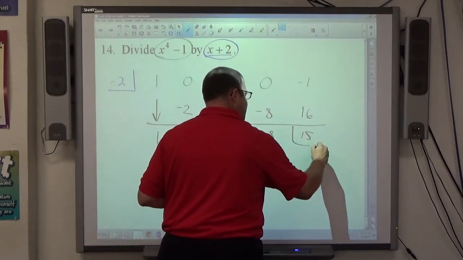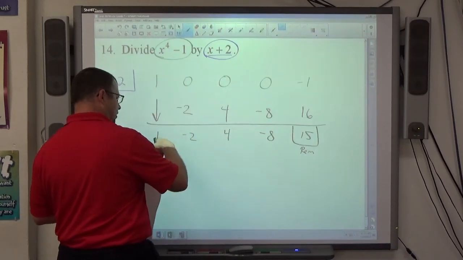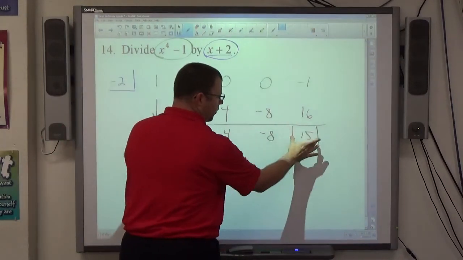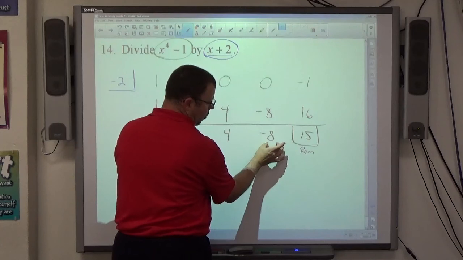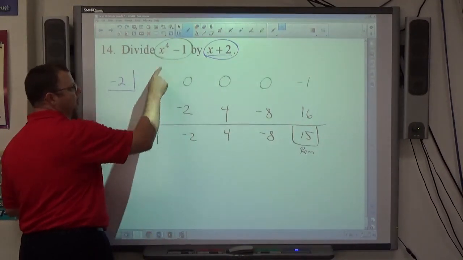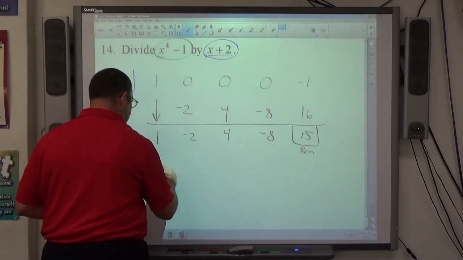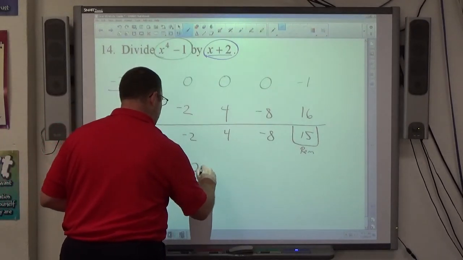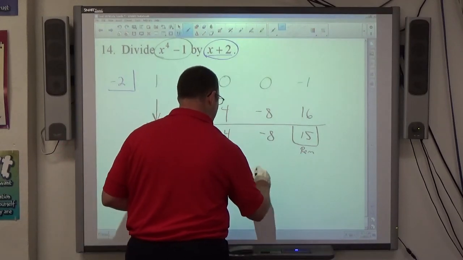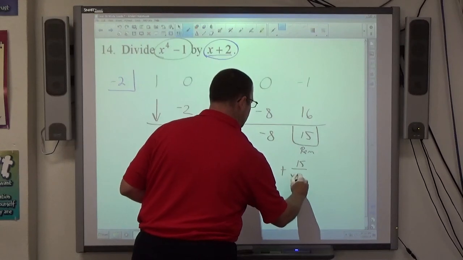The last number here represents the remainder. Constant, x, x squared, x cubed. So if you count yourself up, the remainder's nothing. No x, x to the 1st, x to the 2nd, x to the 3rd. The answer should always have 1 less power than the original problem, so this is cubed, that's 4th, so that's what should happen. 1x cubed minus 2x squared plus 4x minus 8 plus 15 over x plus 2.